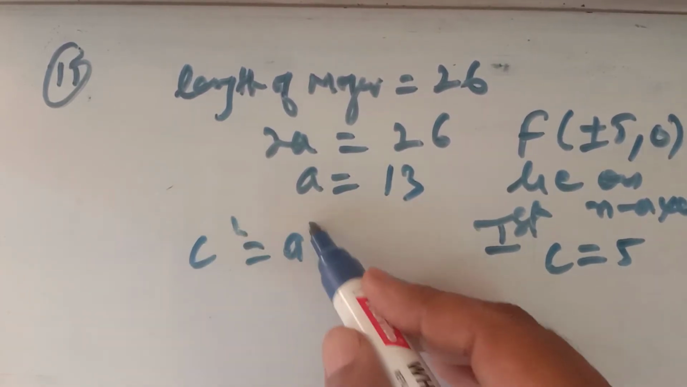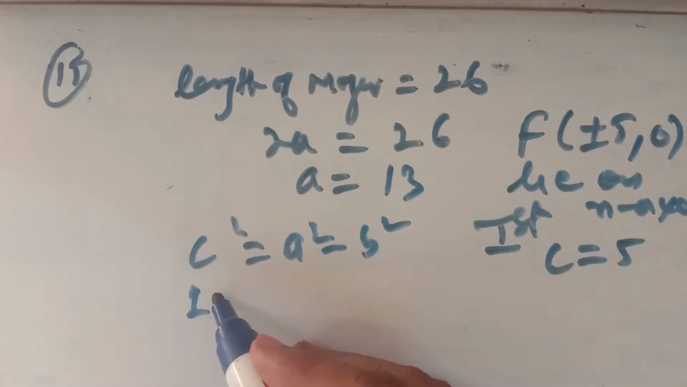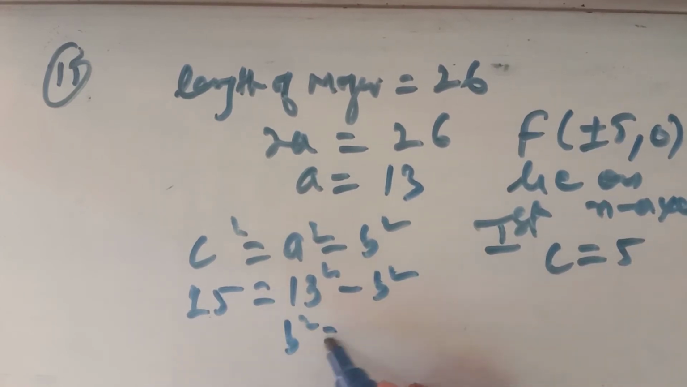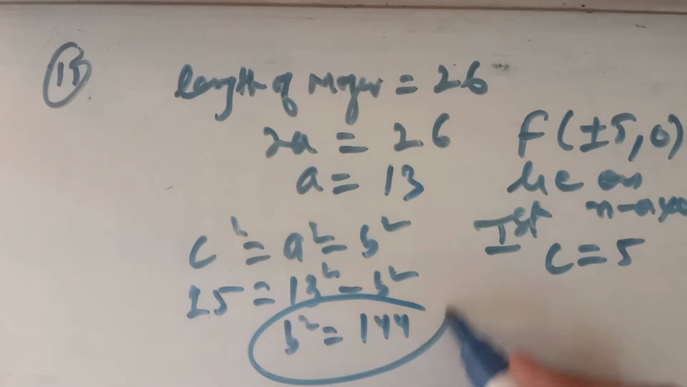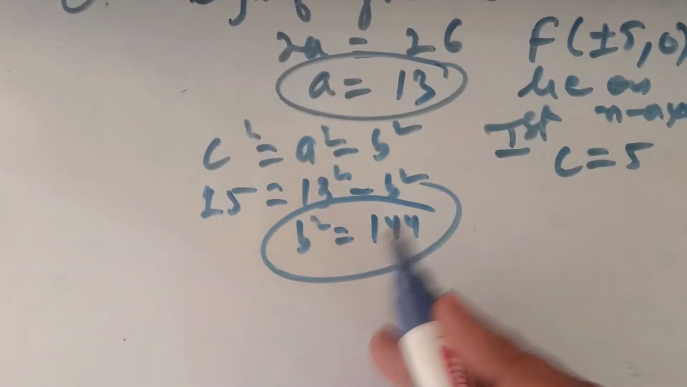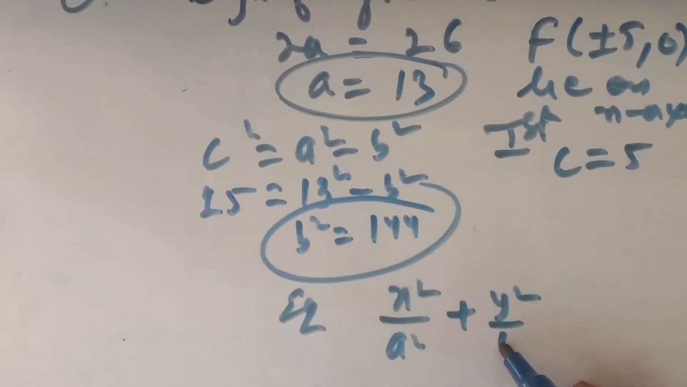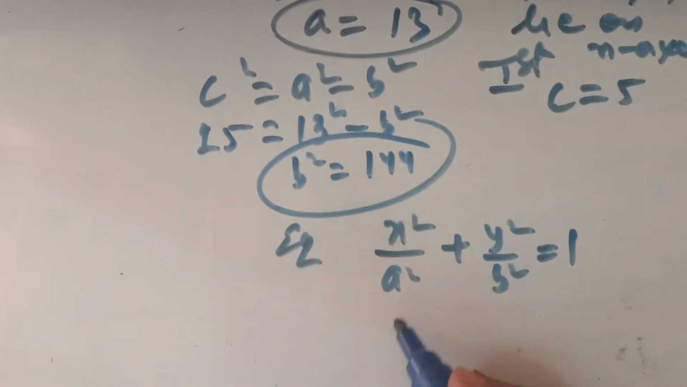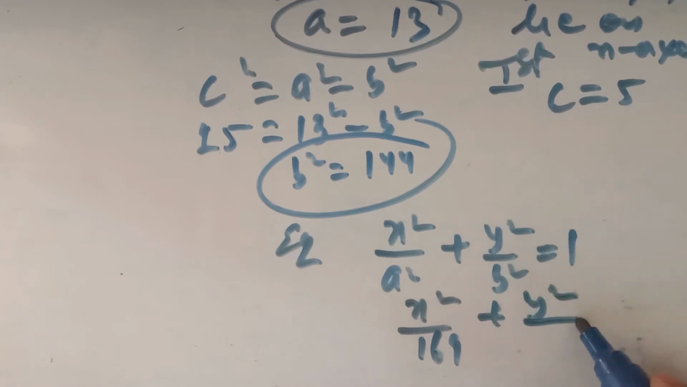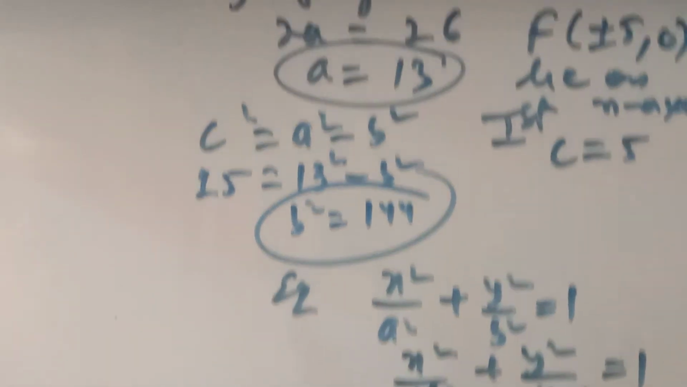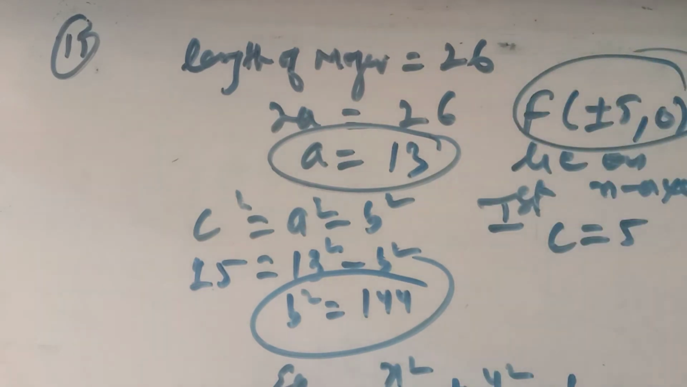So we know that c square is equal to a square minus b square. 25 is the value of c square, 13 square is the value of a square, and b square is unknown. So you will get the value of b square as 144. And the value of a is 13, and because it is the first type ellipse, the equation of the ellipse is x square upon a square plus y square upon b square is equal to 1. So therefore x square upon 169 plus y square upon the value of b square, 144, is equal to 1, and the greater value is along the x square, because it is given that it is an ellipse whose focus lies on the x-axis because its y coordinate is 0.